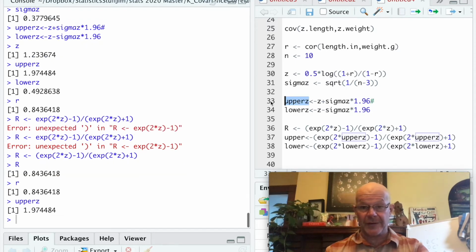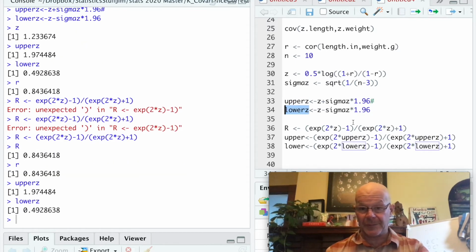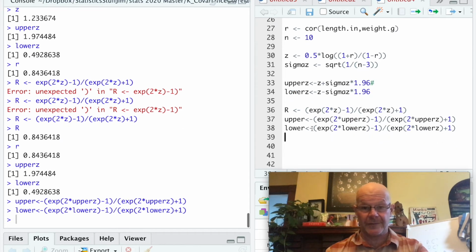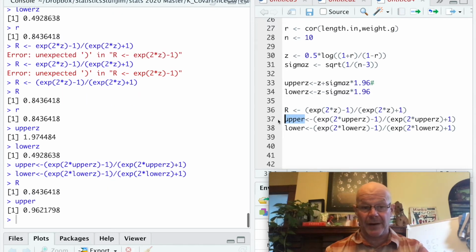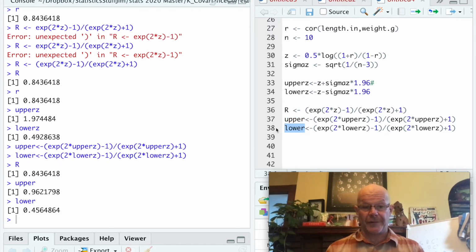So I'm just taking our upper z level and our lower z level, and I'm just popping it into this same little formula here. And so now what do we have? That's our correlation. Our 95% confidence interval is defined by, on the upper bound, 0.962, and on the lower bound by 0.456. And so we are 95% confident that the true population rho falls between 0.45 and 0.96. Our point estimate is 0.84. Right, feeling good.